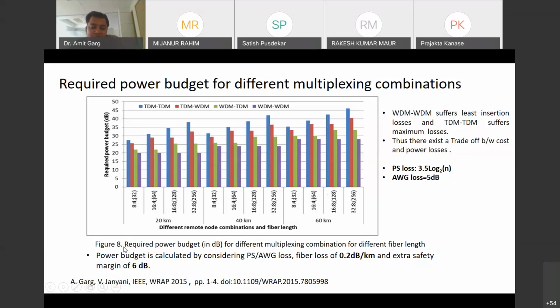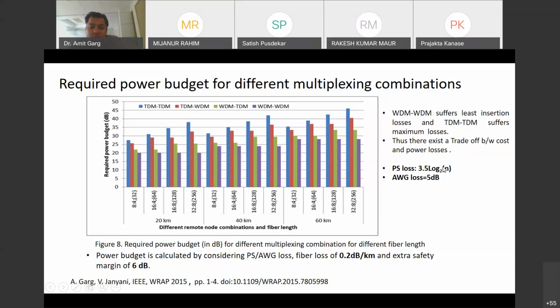And then we are considering 6 dB as the safety margin that will be due to future requirements. So let's say we want to extend the link, or if there is some fault inside the link, then we may need to connect them by using connectors or splicers. So we need to worry about that also. Okay, so 6 dB loss is considered as the safety margin. So the total loss for the pure WDM link is 20 dB.